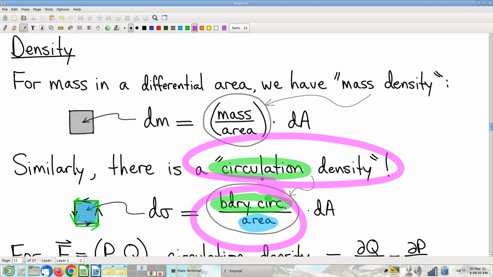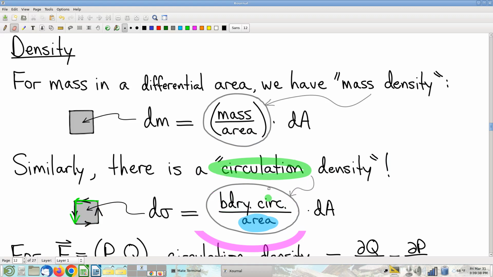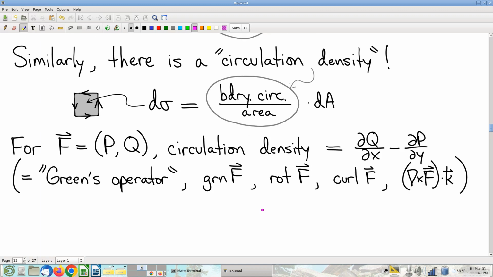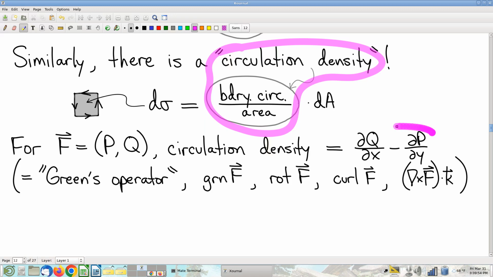Okay. All right, so let's talk about circulation density. What is it? How do I compute it? What notations are we going to use to represent it? There's a lot of things to say here. Circulation density. Here's the formula. Assuming you have a vector field P comma Q, here is our formula for how to compute circulation density. It's dQ/dx minus dP/dy. That's just what it is.